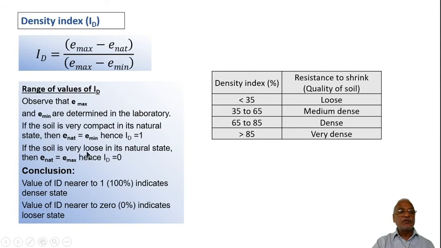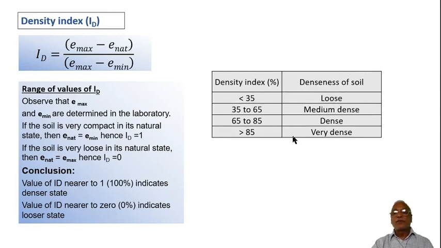So if the soil is very loose in its natural state, E natural becomes E maximum. So when it becomes E maximum, this becomes 0. Hence ID will be equal to 0. So what is the conclusion? The value of ID nearer to 1 or 100% in percentage indicates denser state, and value of ID nearer to 0 or 0% indicates looser state.